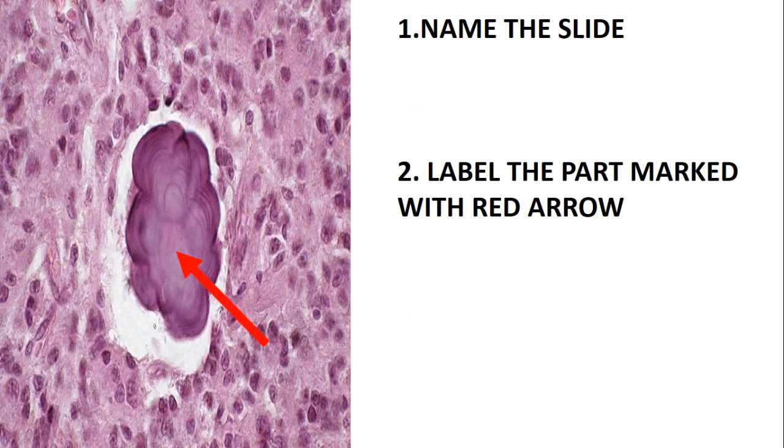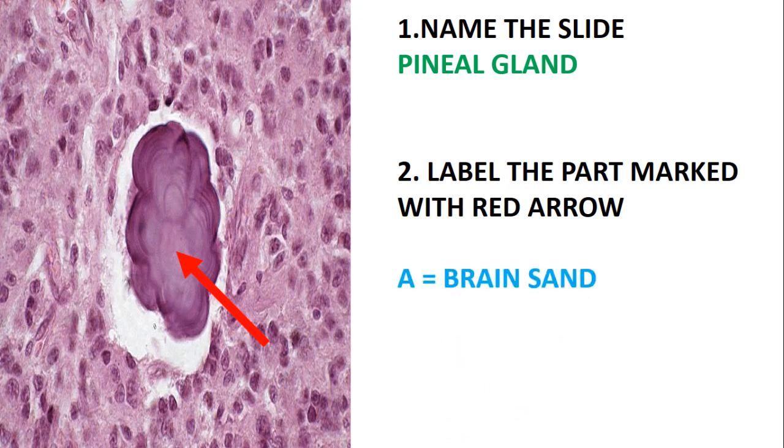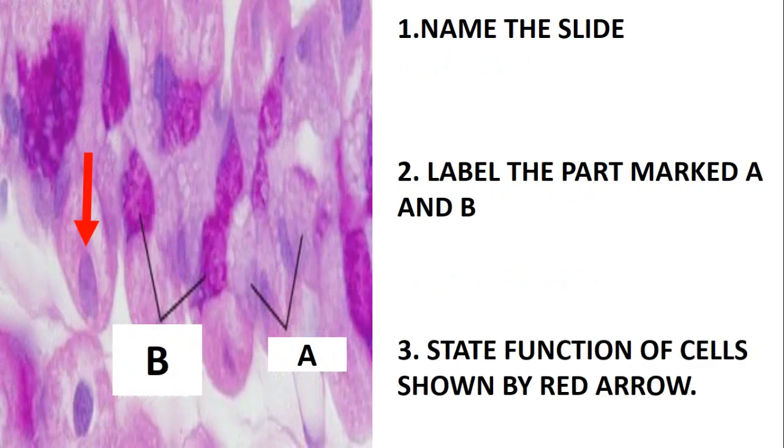Okay. Name the slide. If you look at this slide, you can easily see the brain sand. So this slide is just that of a pineal gland. Label the part marked with the red arrow, which is just the brain sand. Okay, the next one is, name the slide.